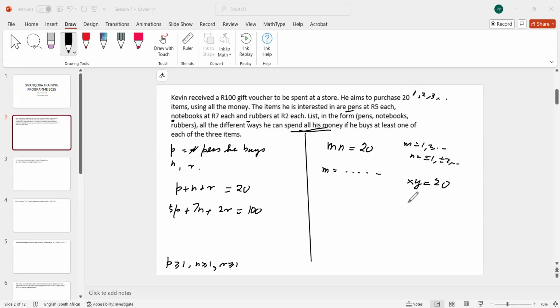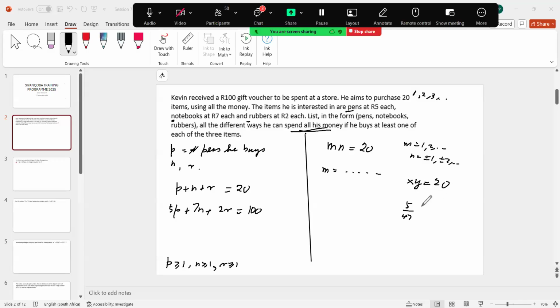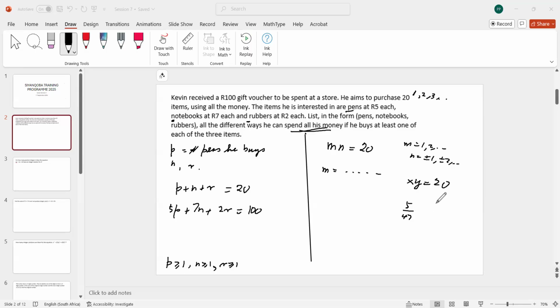If x could be 5 over 47, for instance, in that case you can calculate y to be equal to 20 divided by 5 over 47. But you can't say what x and y are. There could be infinitely many of them if you did not know that x and y are natural numbers. So this is very important: if it is the product of two natural numbers, it means one of them is a factor.